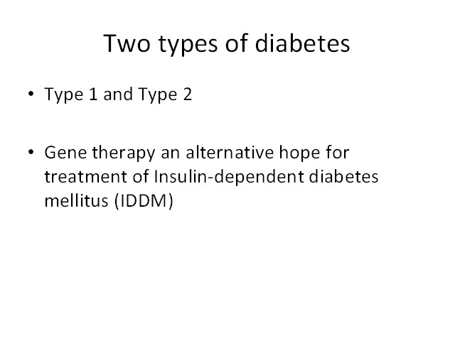There are two types of diabetes, type 1 and type 2. Type 1 results from the loss of insulin-producing beta cells of the pancreas. Type 2 is characterized by insulin resistance and relative insulin deficiency, and it is non-insulin dependent.